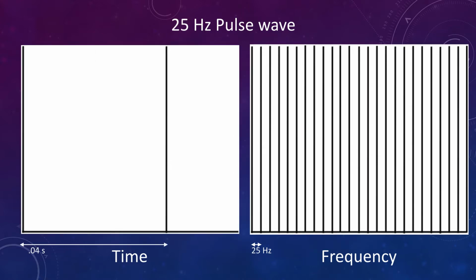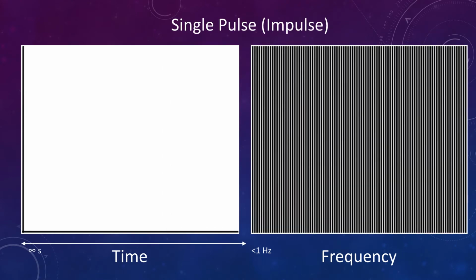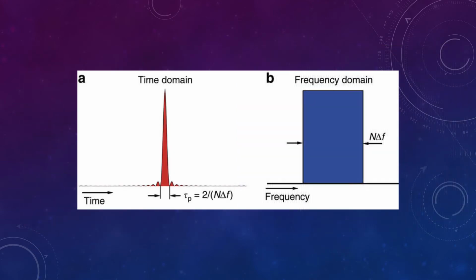Let's do the same thing again. There's a pulse every 0.04 seconds, and there will be a harmonic every 25 Hz. If we carry this out to its extreme, we will have just one pulse. The period would be infinite. As the period got longer, the difference in harmonic frequencies decreases. So for a single pulse, you would have a harmonic at every frequency. So a single pulse contains all frequencies and would be an excellent sound source.